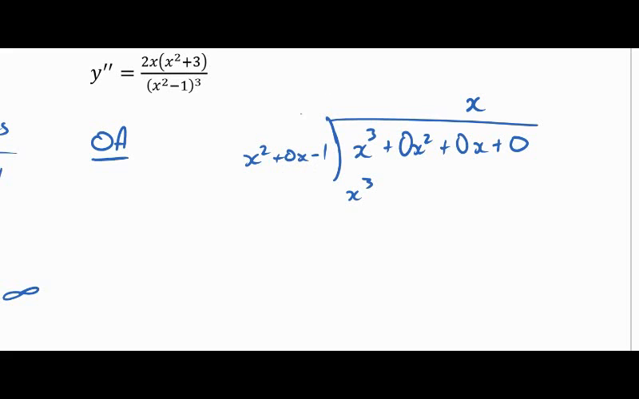And so x times 0x is 0 x squared, and x times -1 is minus x. Then I subtract. So x cubed minus x cubed is 0. 0 minus 0 is 0. And 0 minus -1 is positive 1x. Bring down the 0 plus 0. This is also a 0. This is a little bit strange too. X squared goes into 0 zero times.